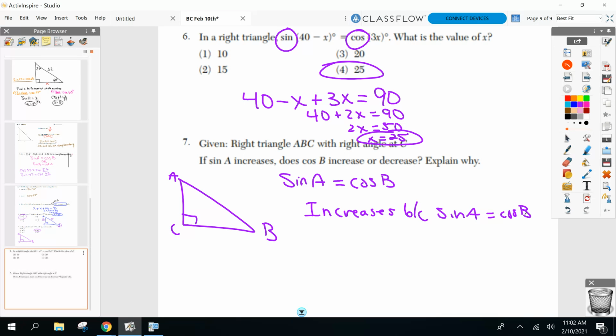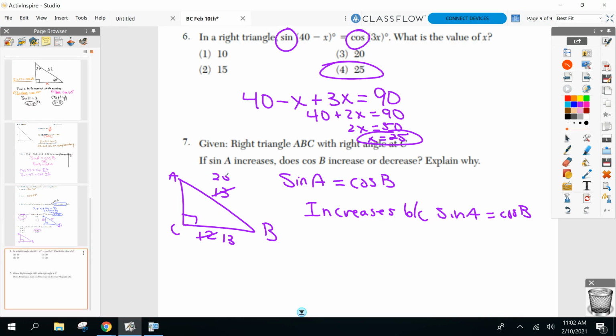Kyla, go ahead. How would you increase the sine of A? Without changing the angle? I could change the sides. Like if I say 12 over 13. I wouldn't say 12, but I could go 13 over whatever, 20 here. Increase like that if you have similar triangles. That makes sense. Remember, it's not the angle I'm increasing, it's the ratio I'm increasing.